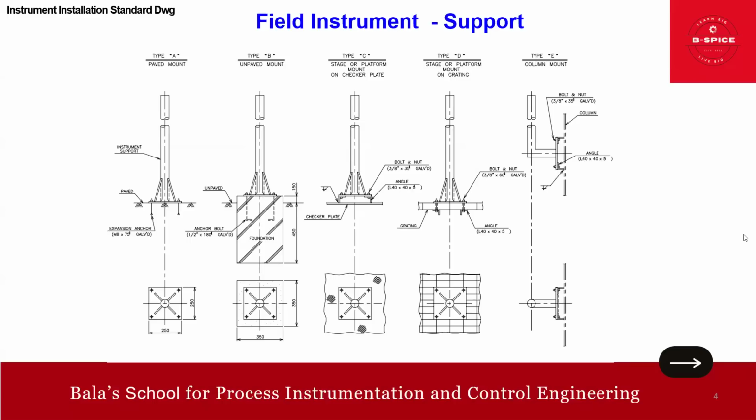Then when you talk about type C, you see this is on the stage or platform, on a checker plate. This is your checker plate already there. So on that you have this angle, 40 by 40 angle, wherein you can mount this stanchion, bolted using a 3/8. Okay, and this is your top view, friends.